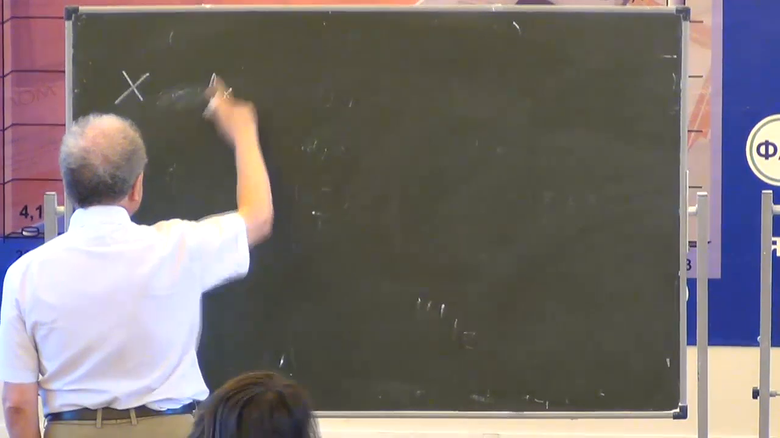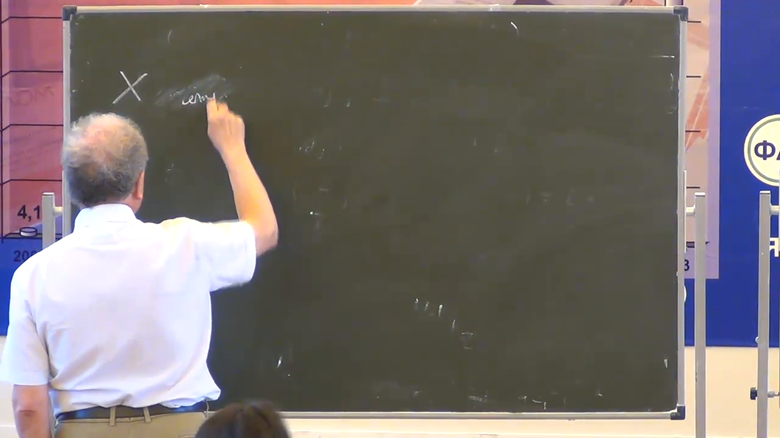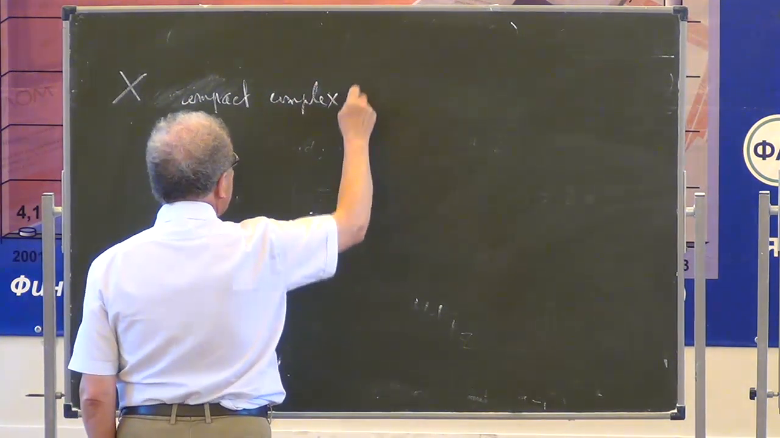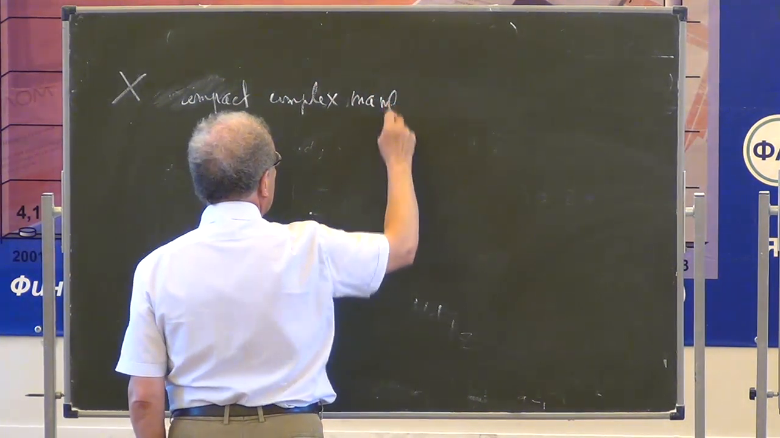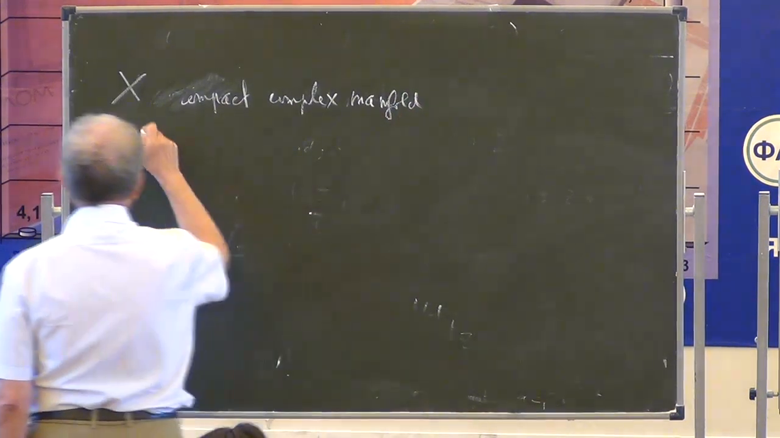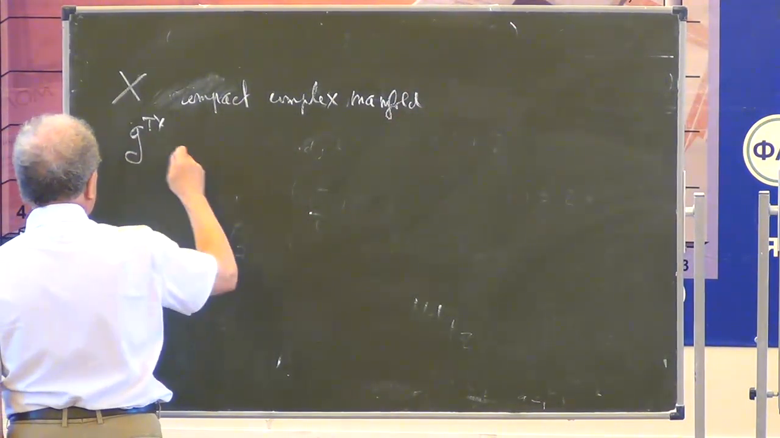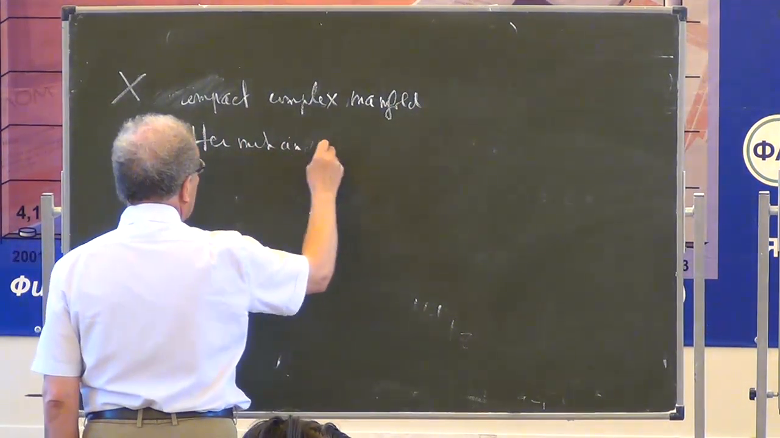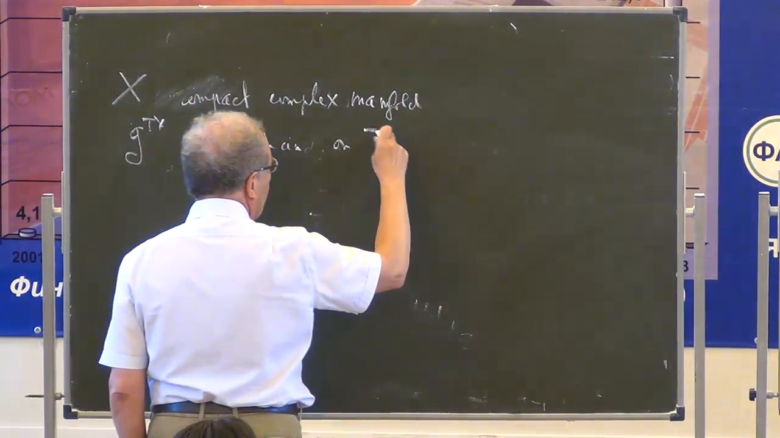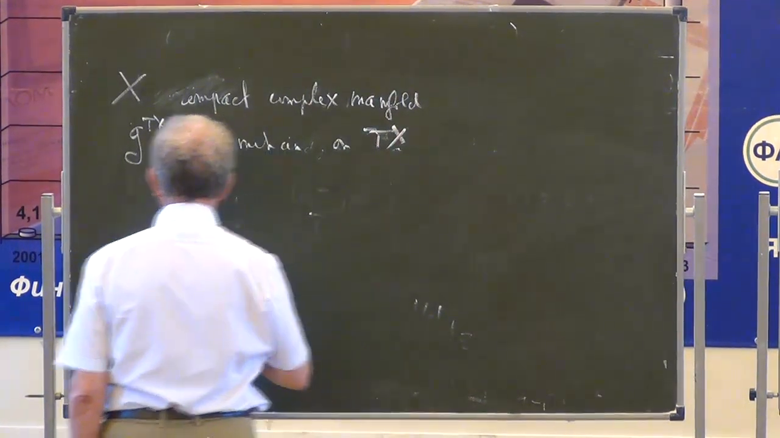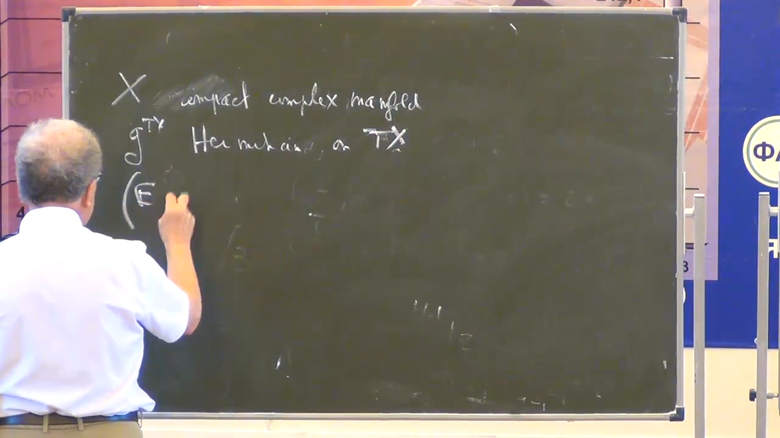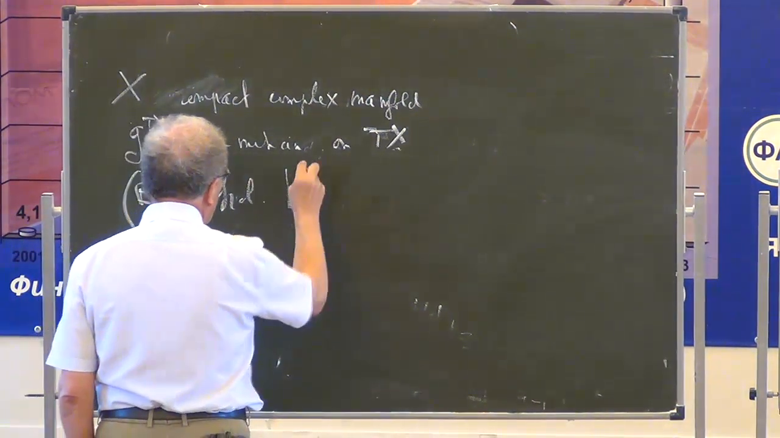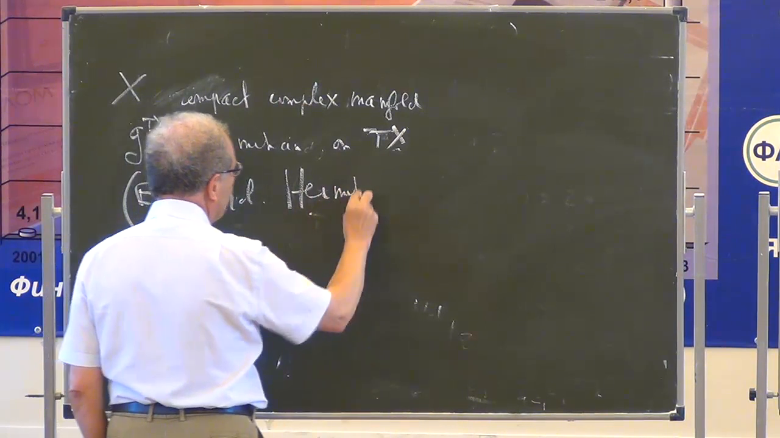So let X be a compact complex manifold. Let g^{TX} be a Hermitian metric on the holomorphic tangent bundle TX, and let (E, g^E) be a holomorphic Hermitian vector bundle.